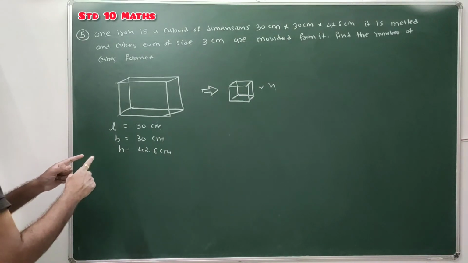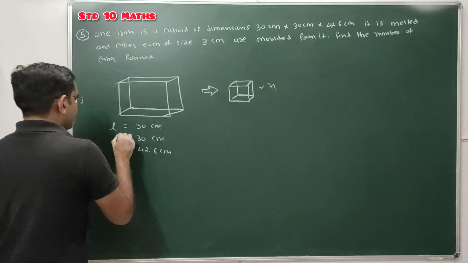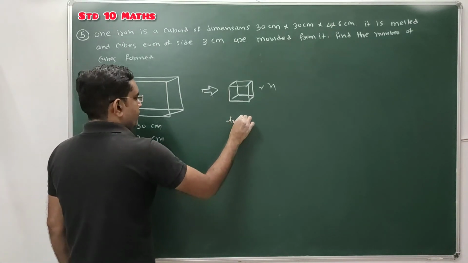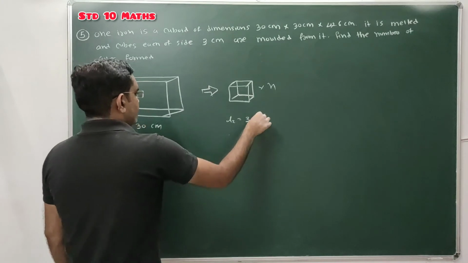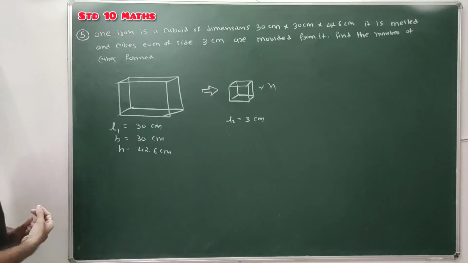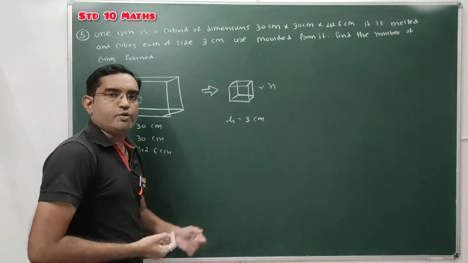Now this cuboid is melted into cubes. Here suppose this is L1 and this is L2. Length of each side of cube is equal, and that is equal to 3 centimeter. So find the number of cubes formed. Here we assume let n number of cubes are formed.